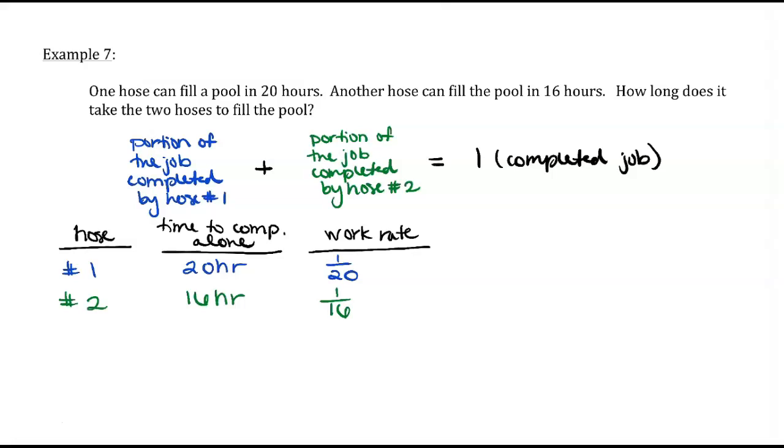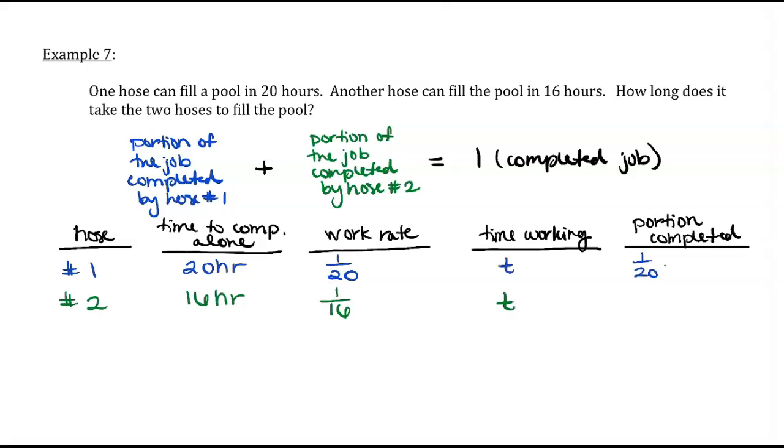The real question here is, how long does it take the two hoses to fill the pool together? Working together, we don't know how long this is going to take, so we don't know how long each hose is going to work. So we'll set our working time as a variable, t, but we can express the portion of the job completed by each hose in this amount of time. Hose number 1 is going to work 1/20th of the job per hour times t hours, or 1/20 times t. Hose number 2 will do 1/16th of the job per hour for t hours. So the portion of the job completed by hose number 2 will be 1/16 times t.